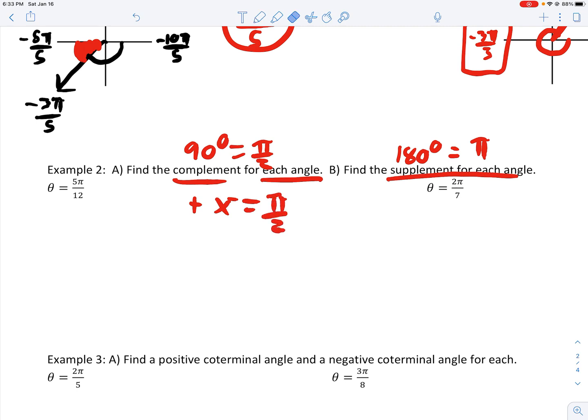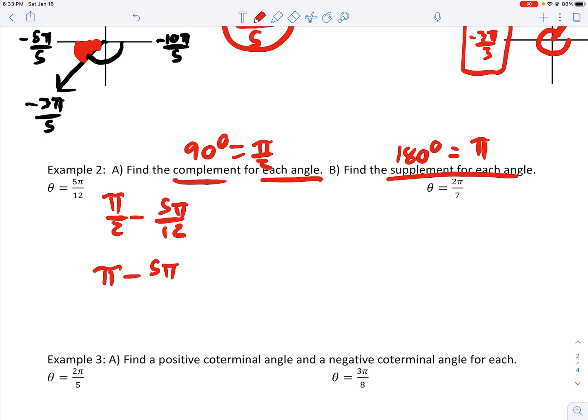So our angle is 5 pi over 12. So I'm going to subtract. I take pi over 2 and subtract 5 pi over 12. I'm going to take 180 degrees, which is pi, and subtract 5 pi over 12. That's going to give me my complement and my supplement.